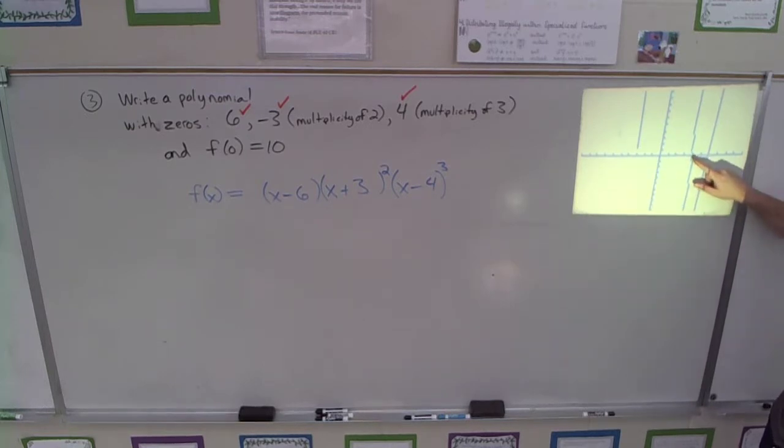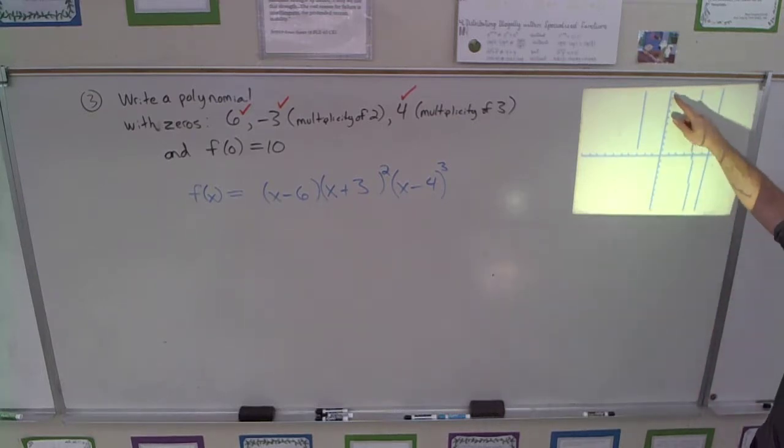And it does go through 4. Does it look kind of snaky through the 4? A tiny bit. It's hard to see though. And then it's supposed to go through 6. It looks like it goes straight through 6, right? So does it have a y-intercept of 10 like it's supposed to? Does it look like it?